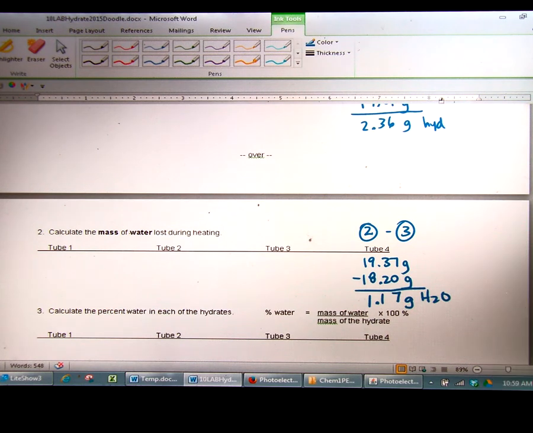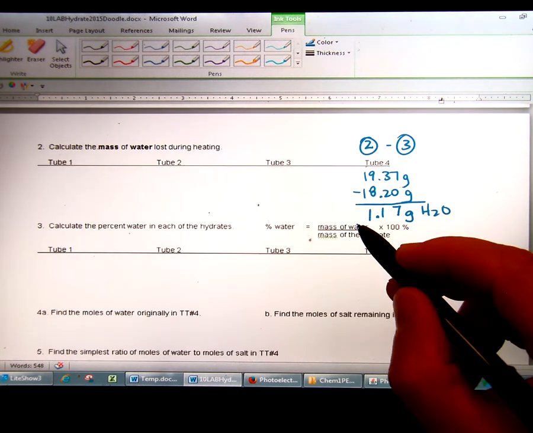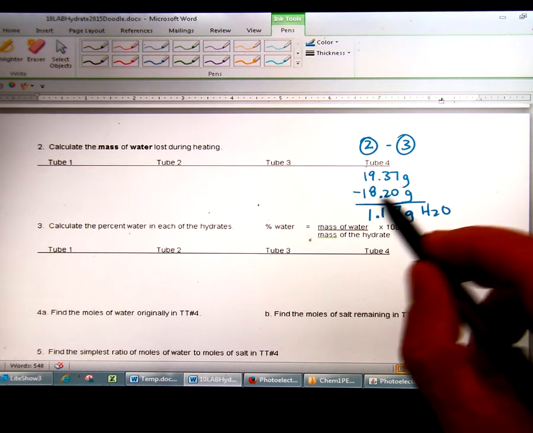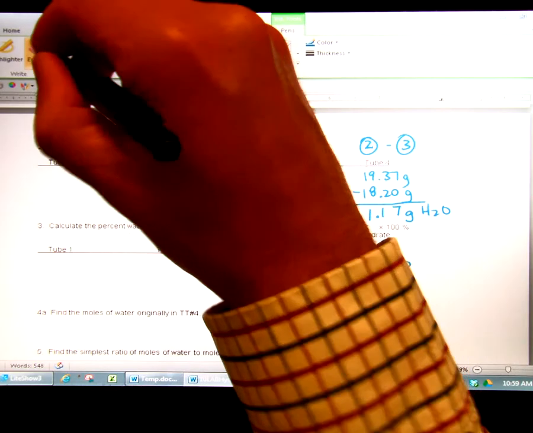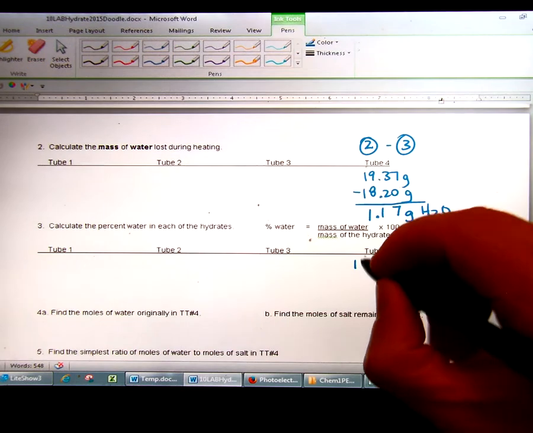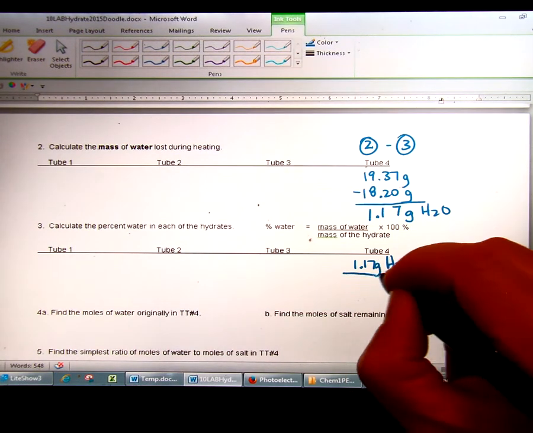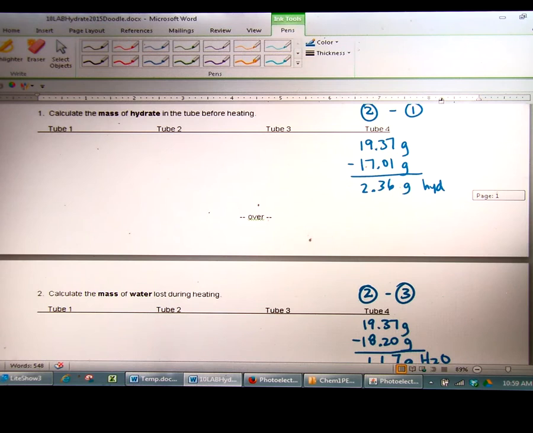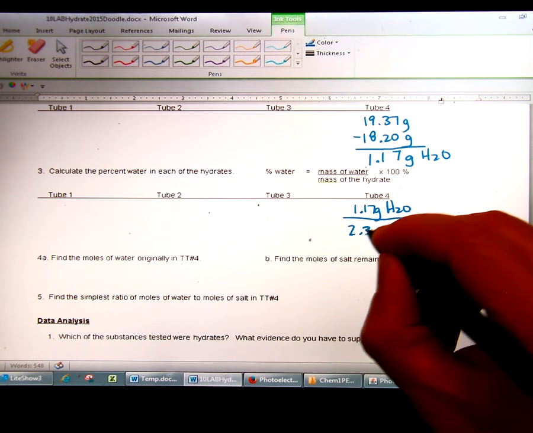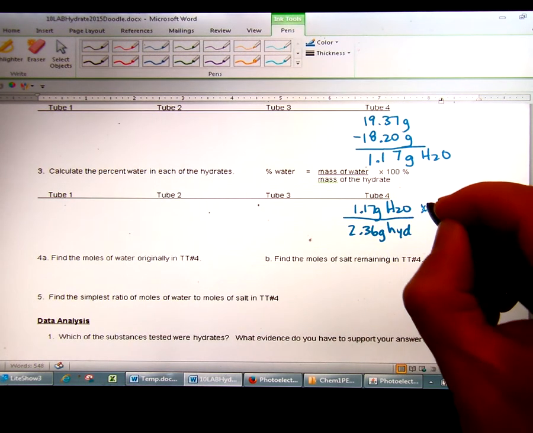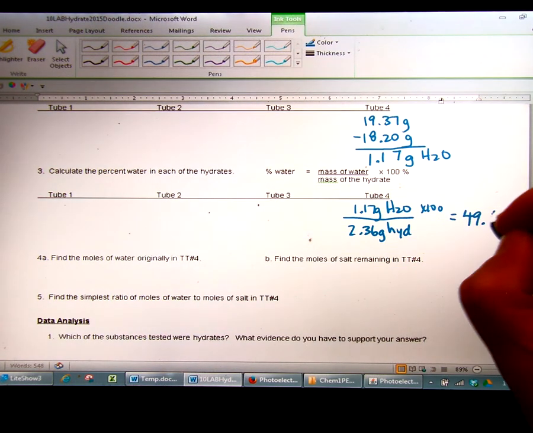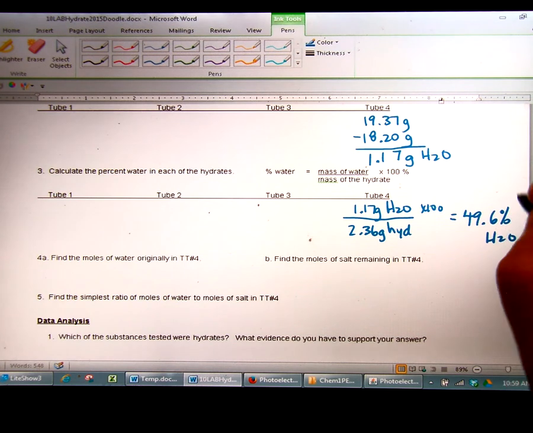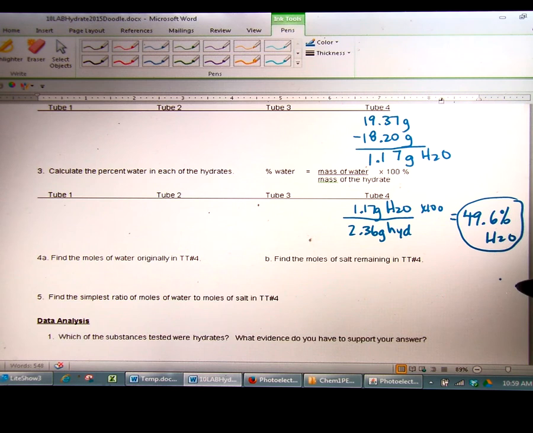And now we want to find the percent of water. Well, the percent of water is the mass of water over the mass of the hydrate times 100. So look, you just found the mass of water, which was 1.17 grams of water. And then you want to divide that by the grams of the hydrate, which we found on the first page, which was 2.36 grams of hydrate, times 100. When you do that math, I'm going to get, with 3 sig figs, 49.6% water. That's a pretty high percentage, almost half. Almost half of that hydrate was water.